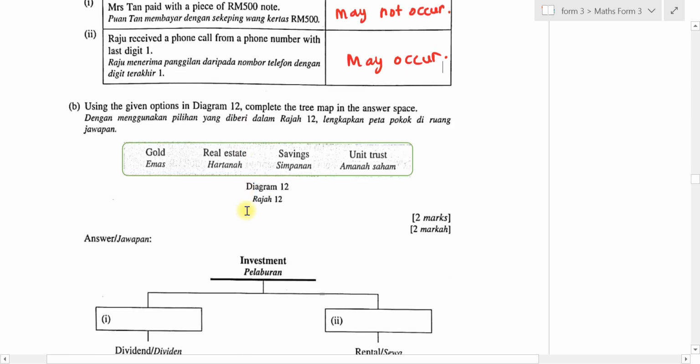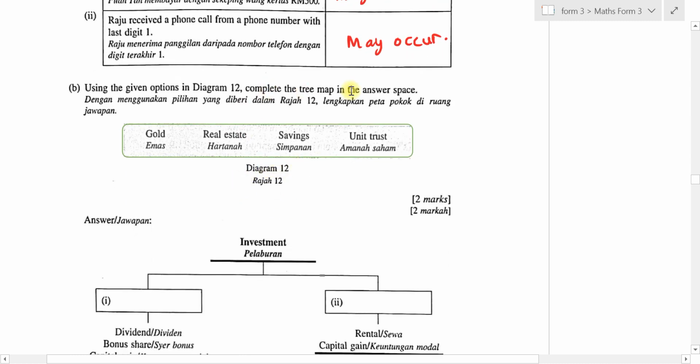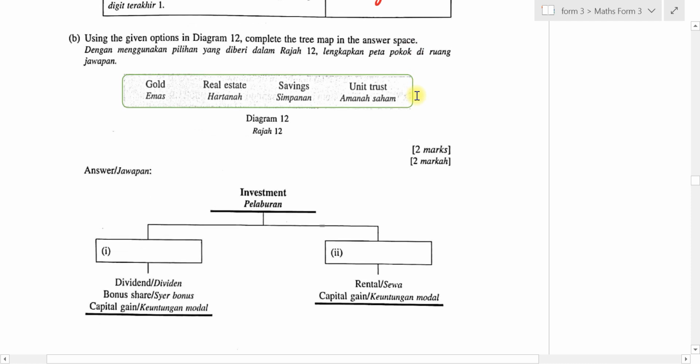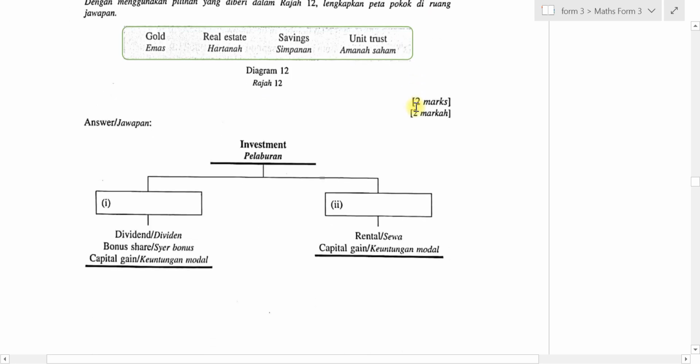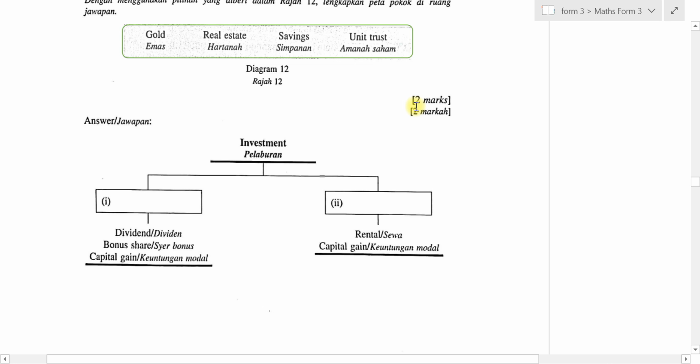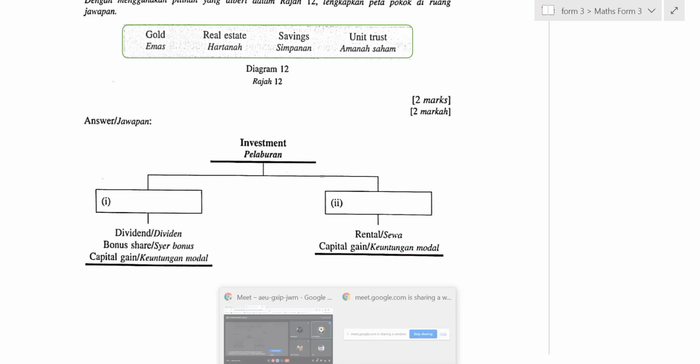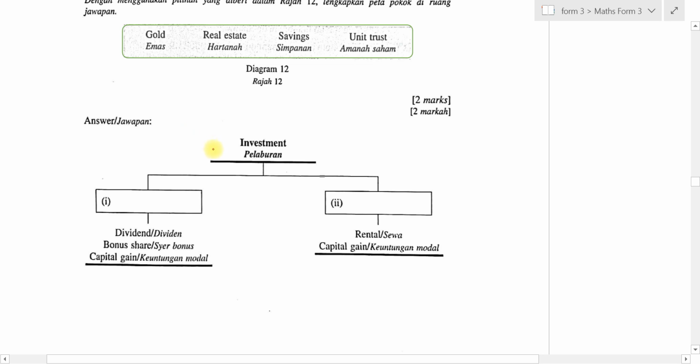Using the given options in diagram 12, complete the tree map in the answer space below. Oh, this one. Right, this is our consumer maps. Okay, investment can be divided into two. What are they? The first group, dividend and bonus share, are the capital gain for that type of investment. And the second one, the rental, is the capital gain for the second type of investment. So what is the first type and what is the second type? Visalachi? The first one is savings, sir. The second one is real estate.